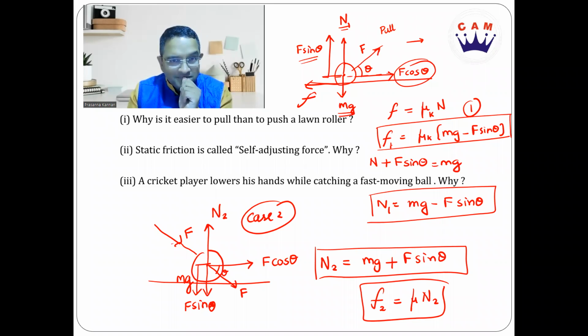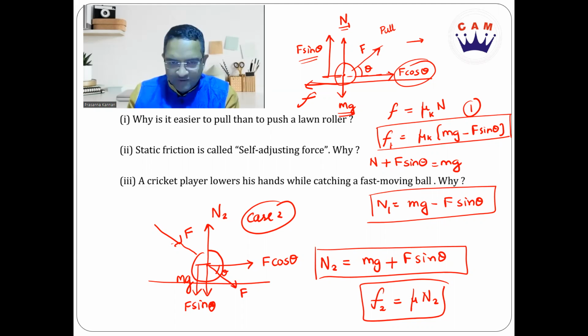The friction is higher when we are pushing the lawn roller, so the net force is higher. Or in other words, why is your net force higher? Friction is more when you push the lawn roller, that's all. So the answer you should give is: friction is higher when you are pushing the lawn roller compared to when you're pulling it. Or you can say friction is less when you pull it. Clear?